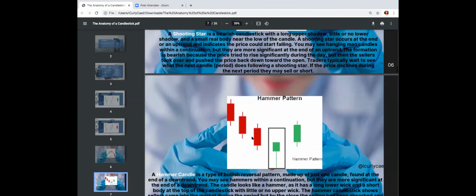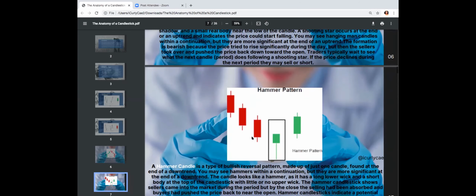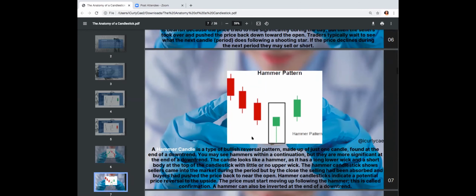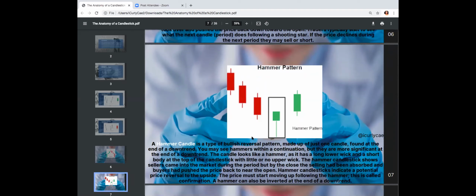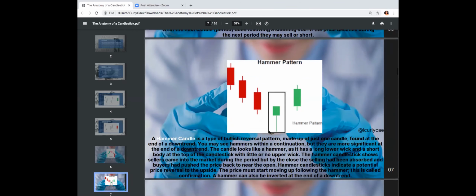Now, a hammer candle is a type of bullish reversal pattern made up of just one candle and found at the end of a downtrend. You may see hammers within a continuation, but they are more significant at the end of a downtrend. If you ever notice it at the end of a downtrend, that is where you can make the most money trading this particular pattern. The candle looks like a hammer as it has a long lower wick and a short body at the top of the candlestick with little to no upper wick.